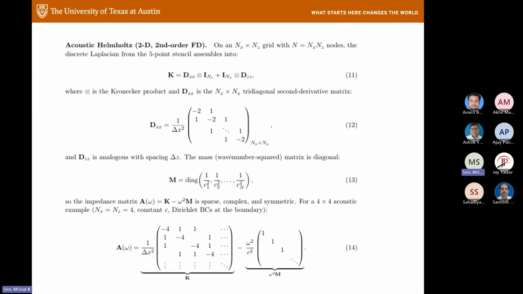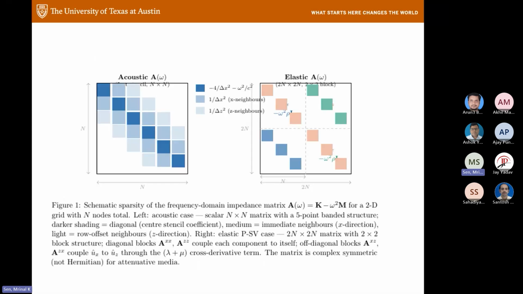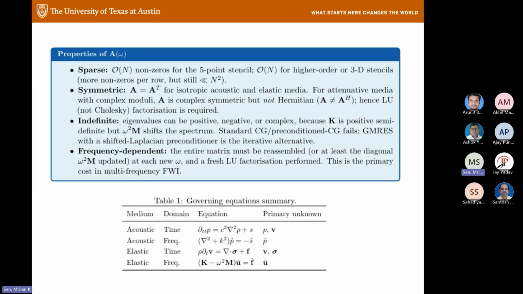Okay, so in a second order system, this is what it looks like. Here this shows you what the structure of this matrix A looks like for the acoustic and elastic cases. It is more like a block matrix structure, diagonally dominant. When you go to the elastic case, you have some sub-blocks. This is quite easy to demonstrate if you just take a pencil and paper and do the discretized system. You'll see that. This is what the 3D one looks like.